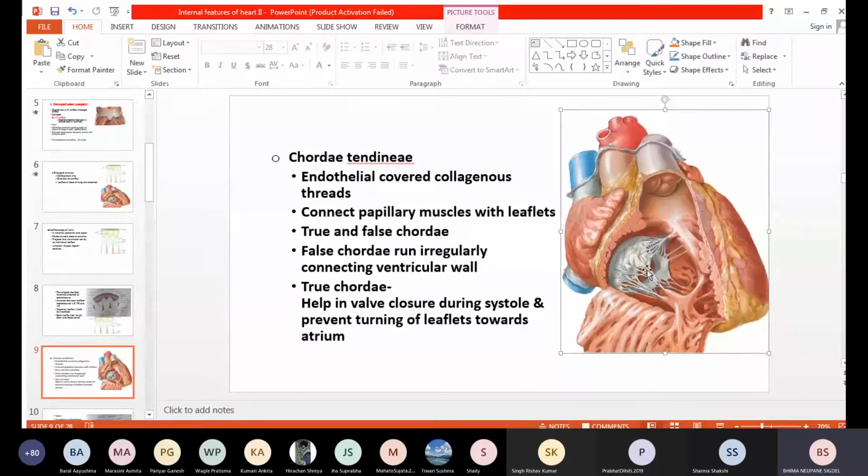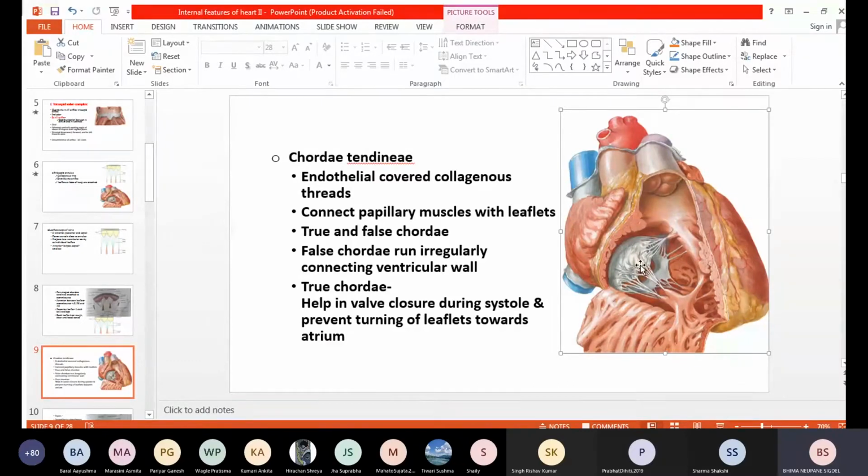These are nothing but collagenous thread-like structures. What they are doing is connecting the conical musculature, known as the papillary muscles, with the leaflet or the cusp of the valve. The function of the chordae tendineae is connecting the leaflet or cusp with the apical third of the papillary muscle.